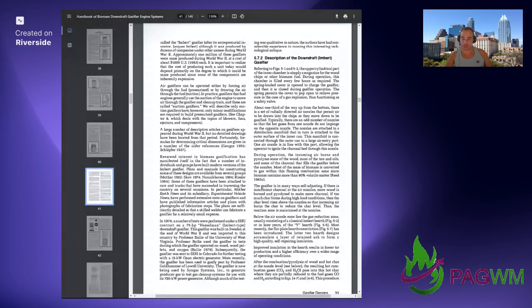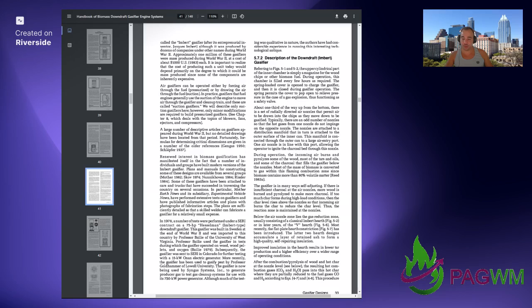Below the air nozzle zone lies the gas reduction zone, usually consisting of the classical Imbert hearth, or in later years the V hearth. Most recently, the flat plate hearth constriction has been introduced. The latter two hearth designs accumulate a layer of retained ash to form a high-quality, self-repairing insulation. Improved insulation in the hearth results in lower tar production and higher efficiency over a wider range of operating conditions.